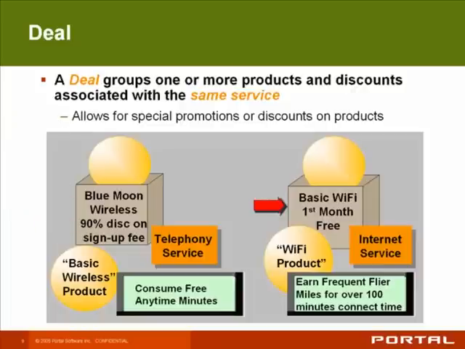Now let's look at the Basic Wi-Fi first month free deal. First, we note that the service is Internet. Second, it contains the Wi-Fi product. Third, we see that the deal also contains the Earn Frequent Flyer Miles for over 100 minutes Connect Time discount. Like the other deal, this deal is also offering an additional deal level discount off the first month of the service for free. These features will be explained and demonstrated when we do the Pricing Center demonstration.